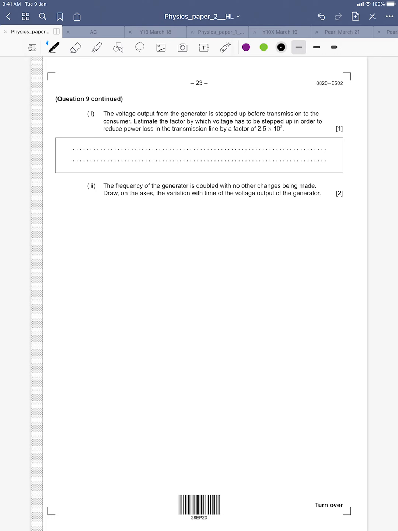So we have to remember here, I'm just going to write it down here, that the power loss in the cables is proportional to I squared. P equals R I squared. So that means that the ratio of the new power to the old power equals the ratio of the new current squared to the old current squared. Now we want the new power to be 250 times smaller than the old power. So the ratio between the powers is 1 over 250. From this we can get that the new current has to be 1 over root 250 times the old current.